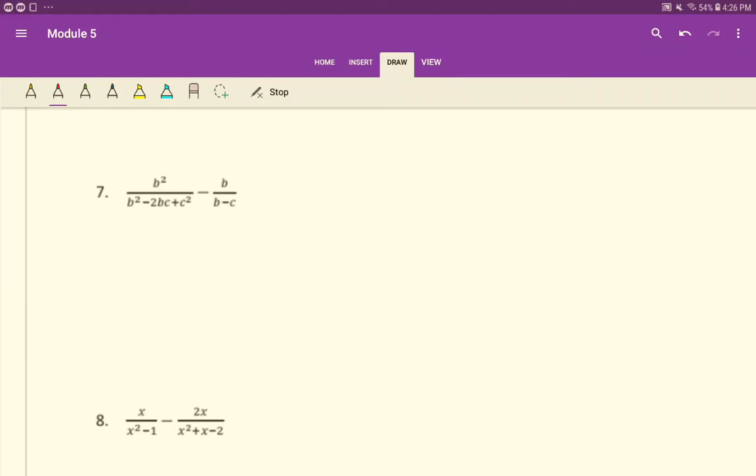Hello everybody and welcome back. We are continuing our look, still, at adding and subtracting rational expressions.